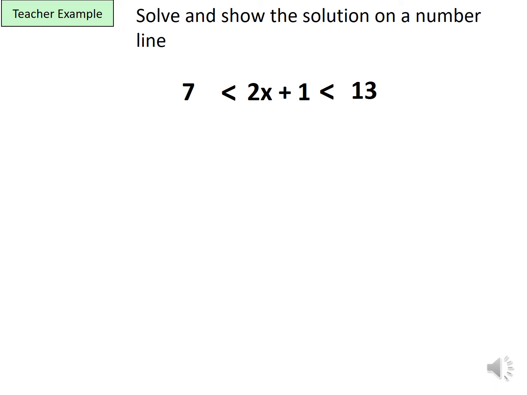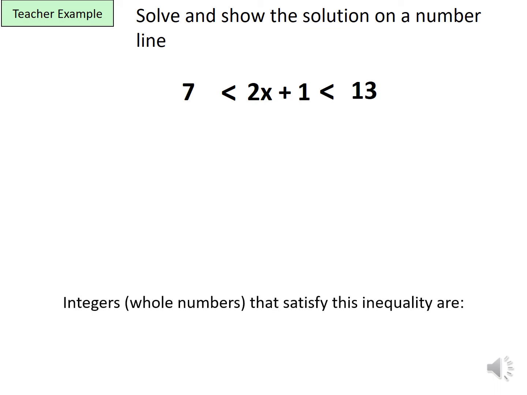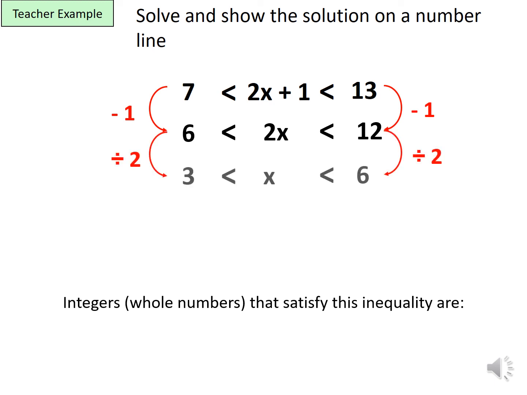To find out what it is, first of all we subtract 1 from both sides. That means taking 1 away from 7 and also taking 1 away from 13. What we should be left with is 6 and 12. So 2x is greater than 6, but less than 12. Now we just divide by how many x's there are, so we divide by 2. We're left with x is greater than 3, but less than 6. So x could be 4 or 5. To place that on the number line, this is what it would look like.